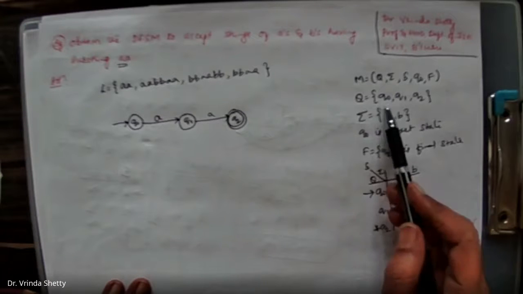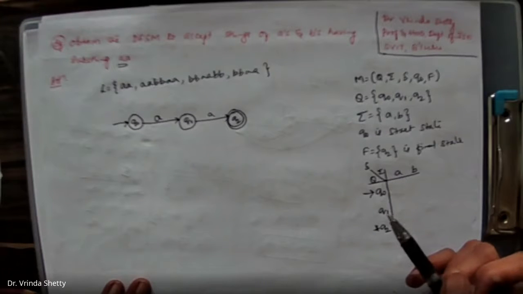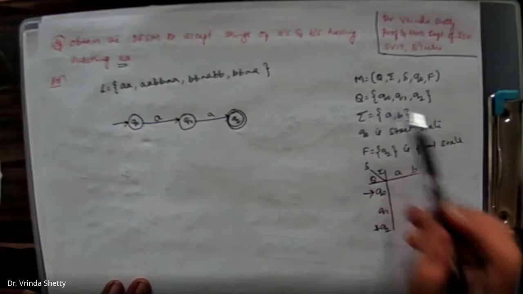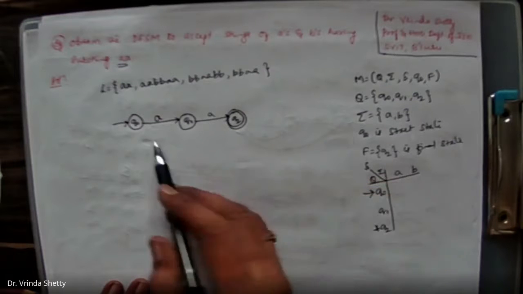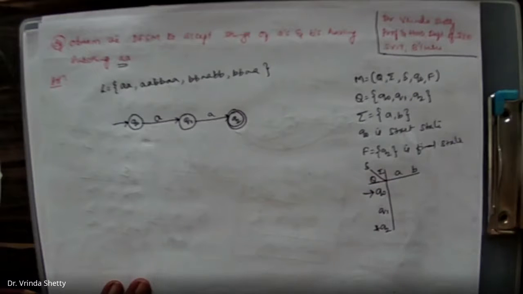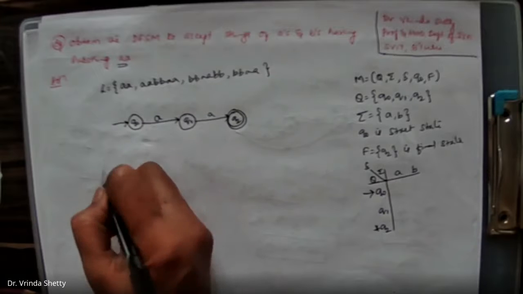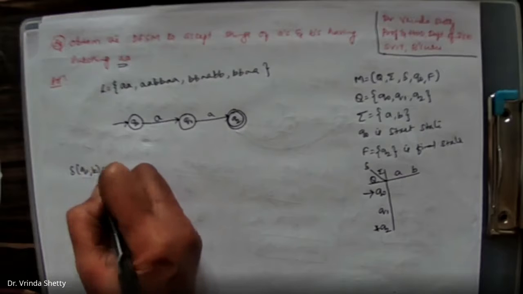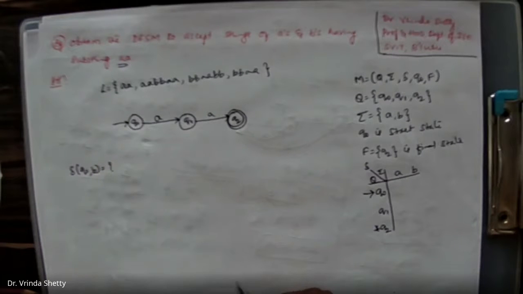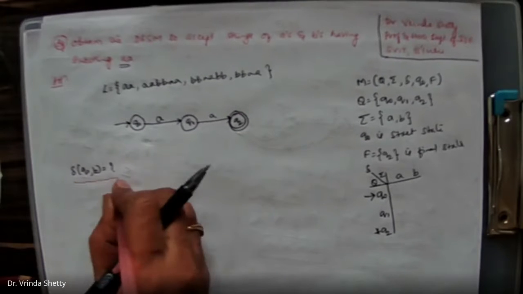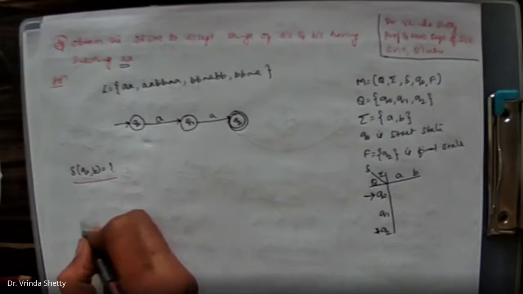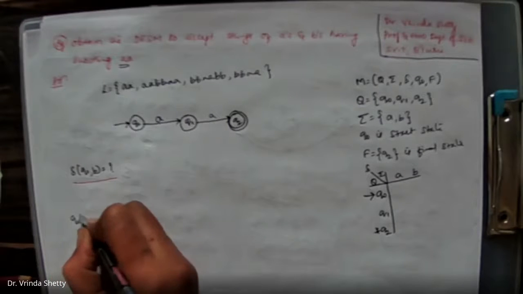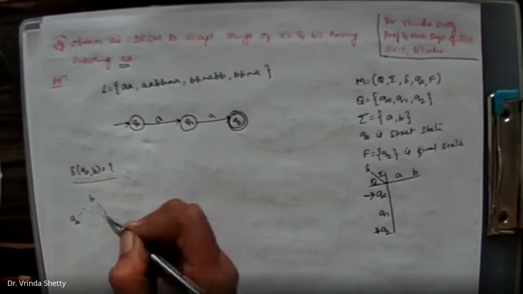Now check. Q naught on A, where is it going? It is going to the state Q1. Next, Q naught on B is required. So we need to write delta of Q naught on B, where does it have to go? We need to think about this one.